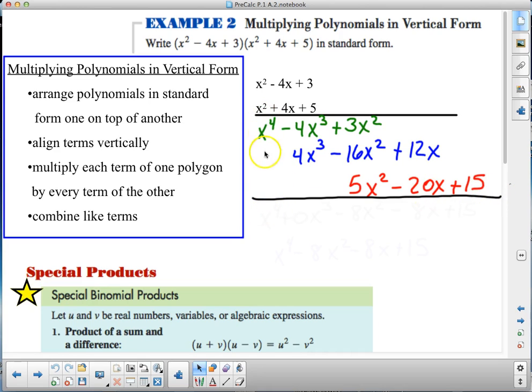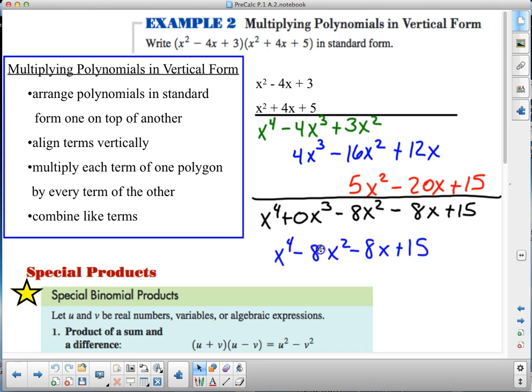Now, I'm going to combine terms together. Notice how I lined them up. So my order, I had the same power lined up so I can just add vertically. So I've got x to the fourth, I got 0x cubed, I got 3 plus 5, that's 8, it's negative 8x squared. I've got negative 8x because it's 12 plus negative 20, and I got 15. I don't need that 0 there, so I'm just going to finally write it this way. And that's my product of x squared minus 4x plus 3 and x squared plus 4x plus 5.